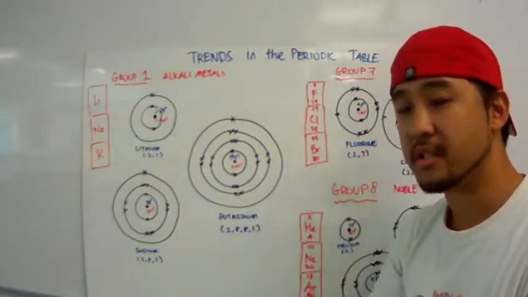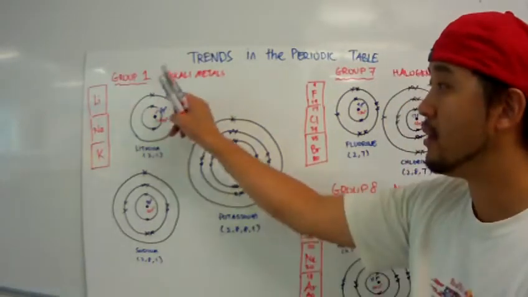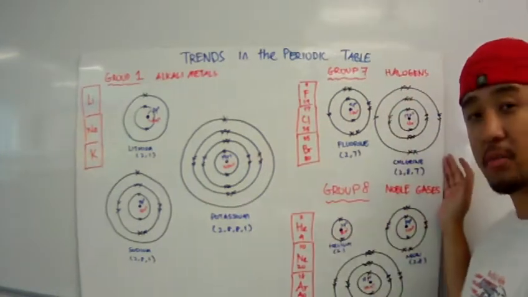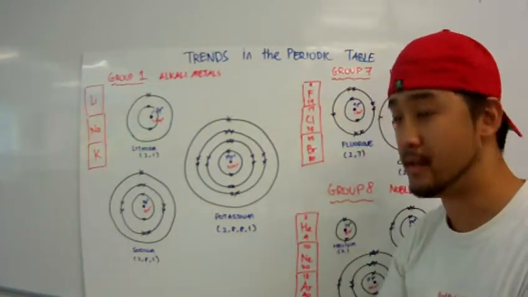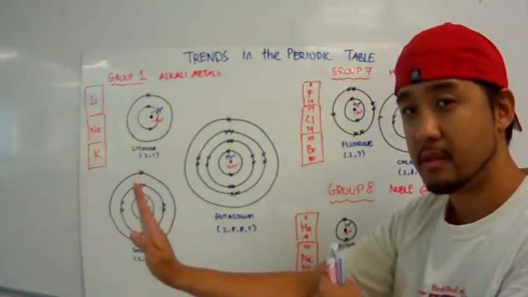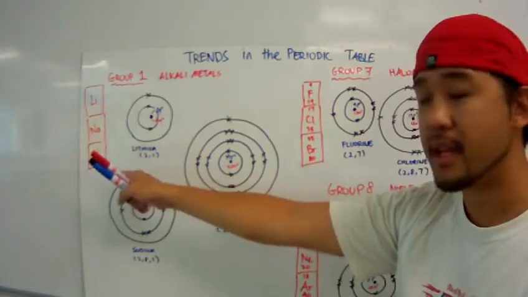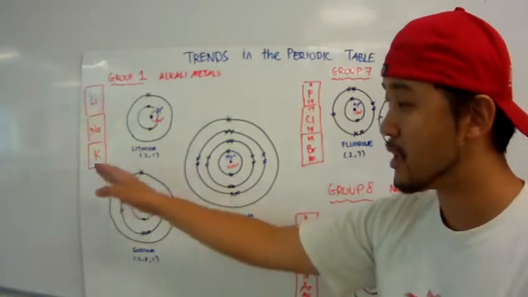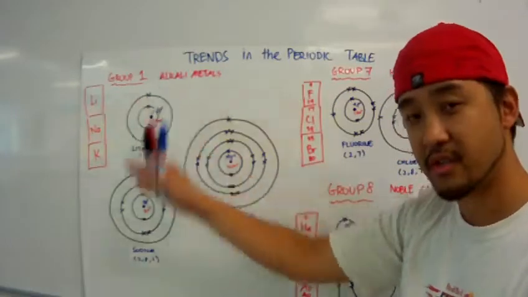So this lesson will focus on some of the elements in three particular groups. Group 1, the alkali metals. Group 7, the halogens. And group 8, the noble gases. Alright, so let's first talk about the alkali metals. Alkali metals are everything in group 1. It is the far left side of the periodic table. It starts with lithium, sodium, and then potassium, and it goes on and on down there. But we're not going to talk about the others beneath that. We're just going to focus on the first three here.